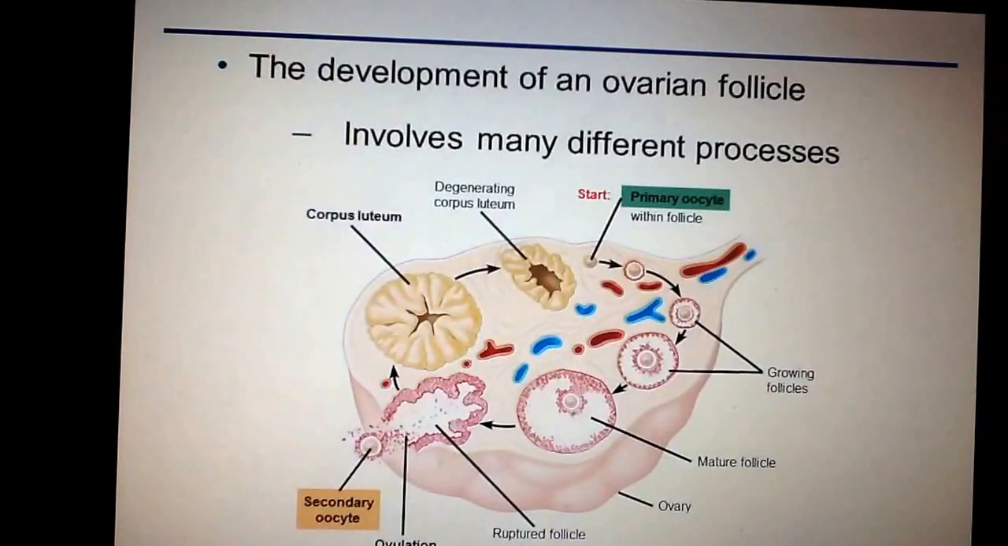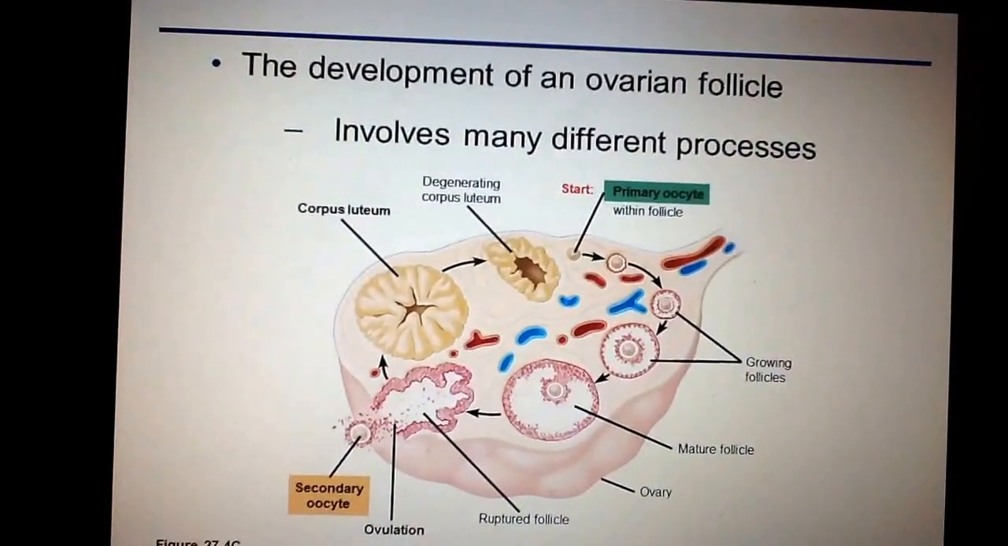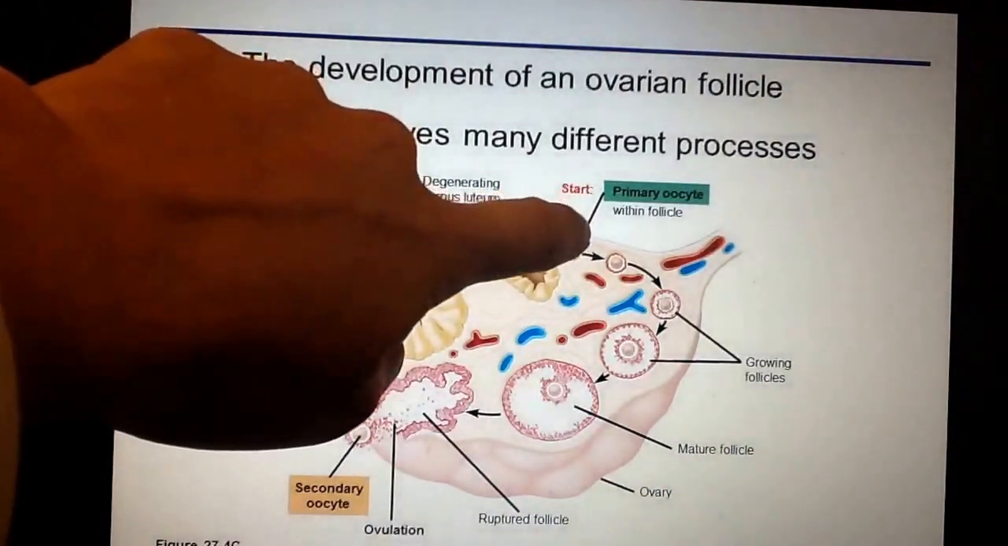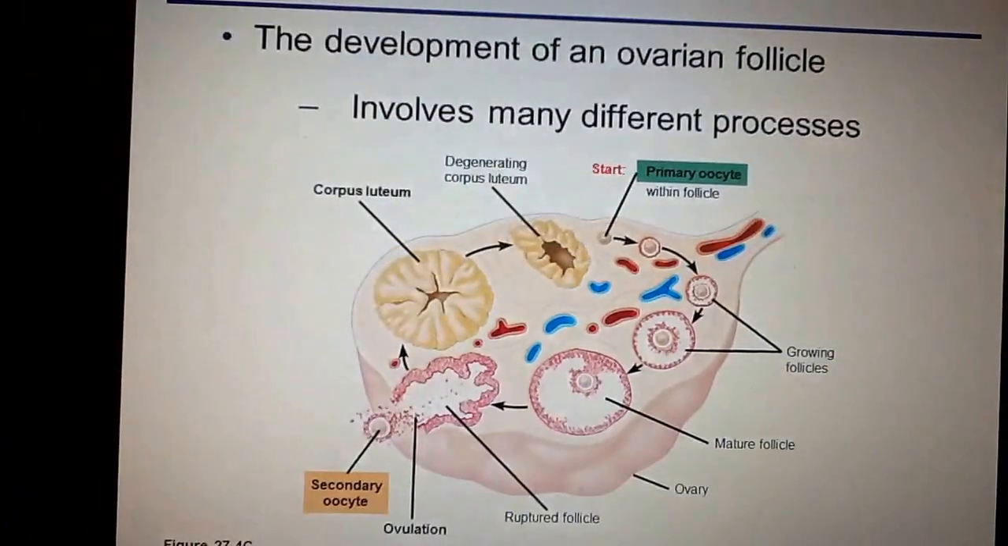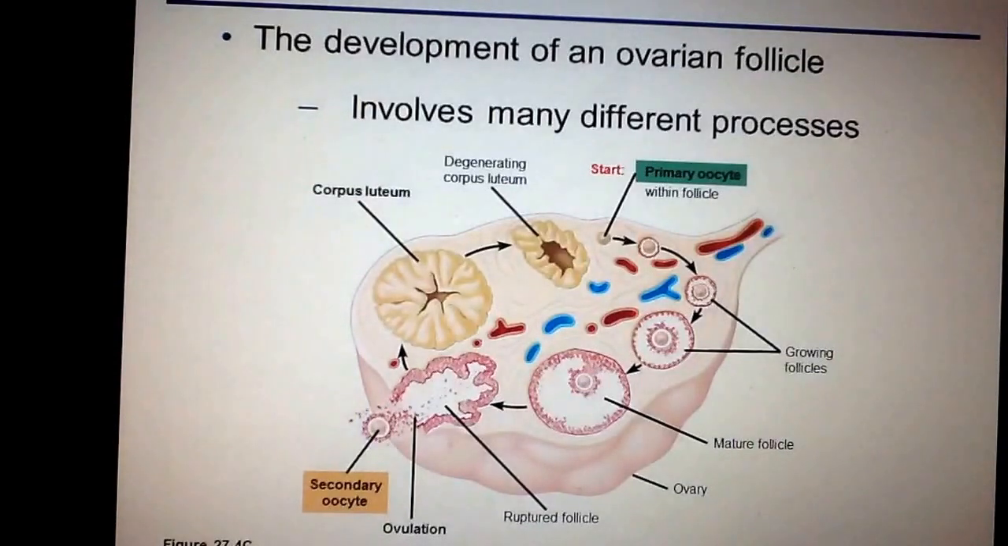When we look at the development of the ova or the egg, it's actually a process made up of a series of different steps. If we look at the start here with our primary oocyte, it is growing. The primary oocyte is found within something called a follicle, and this is inside of the ovaries. The follicle will grow and develop. Once it's a mature follicle, that's where we have the production of that secondary oocyte.